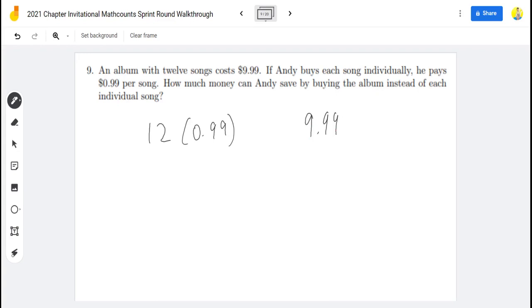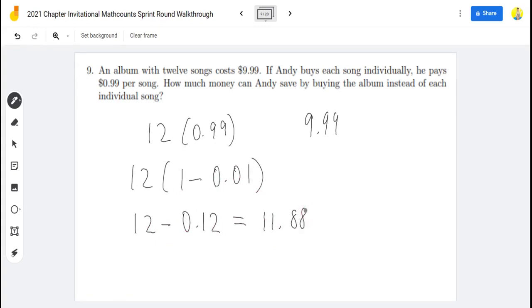So 12 times 0.99 is just 12 times 1 minus 0.01. And this is equal to 12 minus 0.12, which is equal to 11.88. And the difference between these two values is just 1.89. So $1.89 is our final answer.